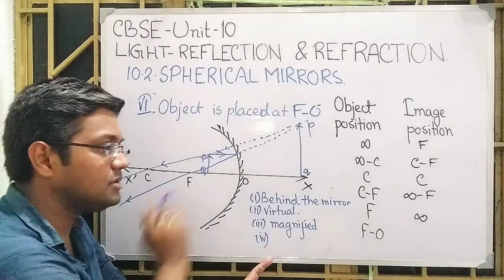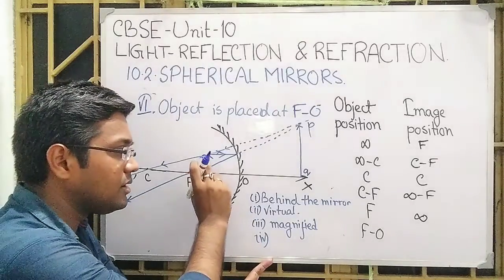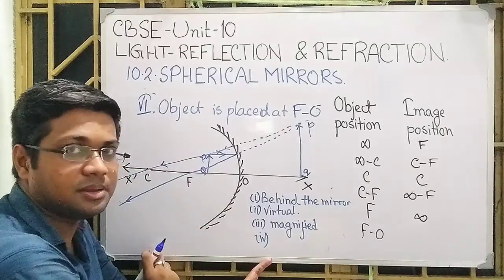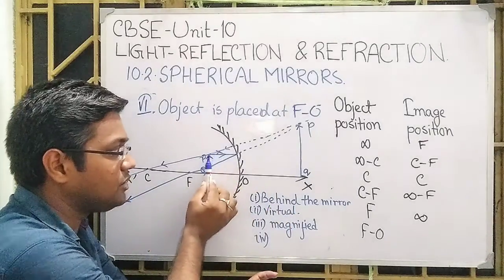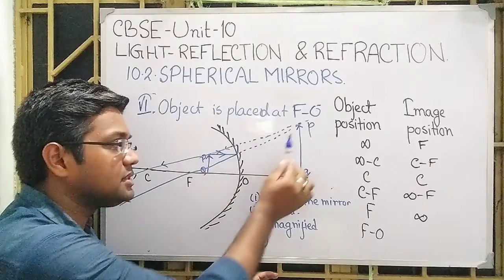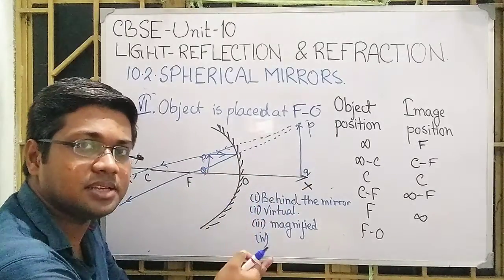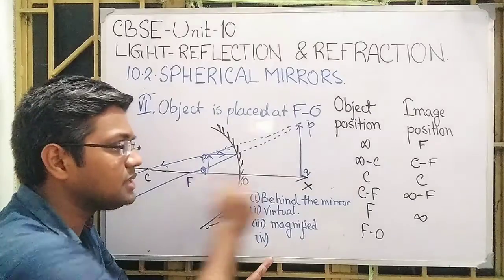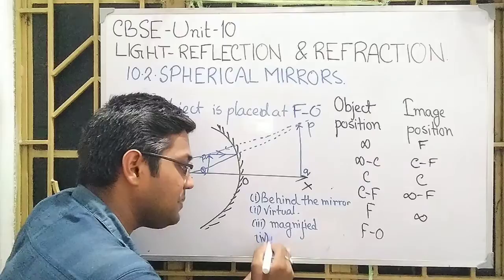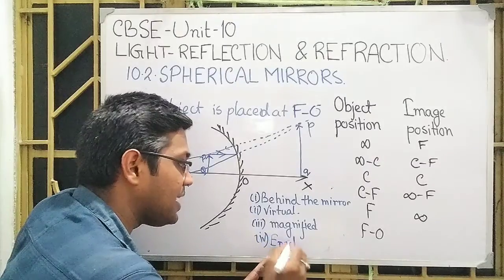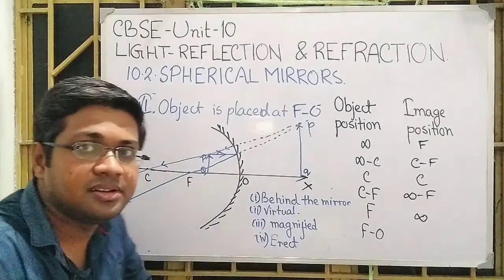Okay, now is it erect or inverted? That is, it is at the same side as that of the object. The object is like here, the image is here. So it is at the same side as that of the object. Yes, it is at the same side as that of the object. And we can see the image formed here is erect.